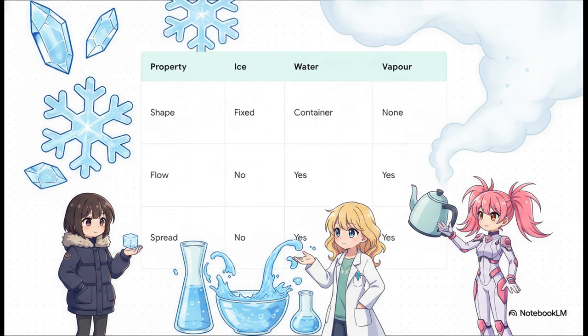If we observe them really closely, ice, which is our solid state, keeps a fixed, rigid shape. It doesn't flow at all. Liquid water, on the other hand, flows freely and takes the exact shape of whatever container you pour it into. And then there's water vapor, the gaseous state. Gases are fascinating because they don't have a fixed shape or volume. They just spread out invisibly to fill up all the available space.